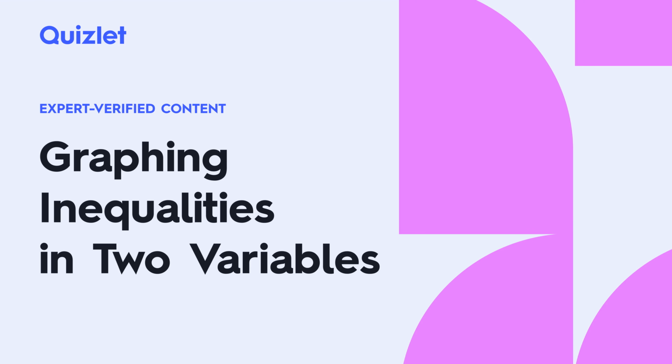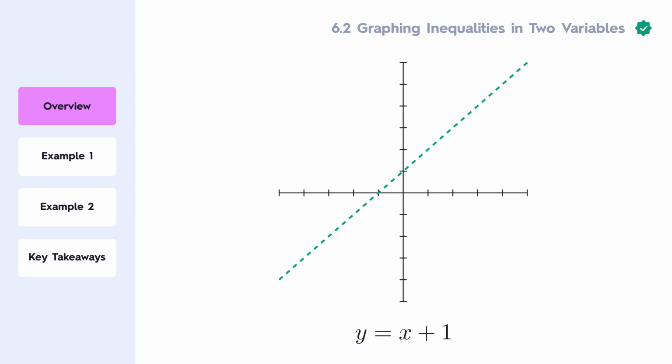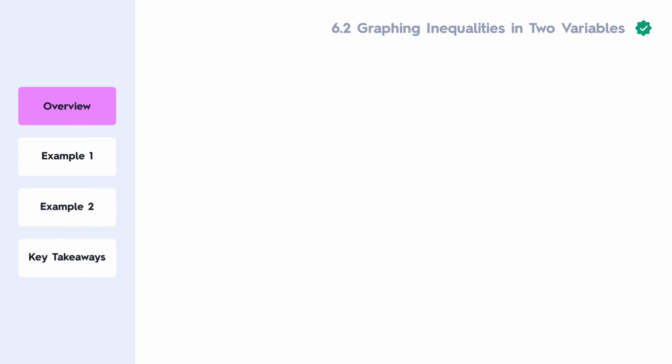Today, we'll take the next step in understanding inequalities by learning how to graph them. Previously, we discussed solving inequalities algebraically. But what if we want to see all the possible solutions for two-variable inequalities on a graph? This is where graphing inequalities becomes really useful. By the end of this video, you'll know how to represent inequalities in two variables visually to capture all solutions at once. Let's jump in and see how this works.